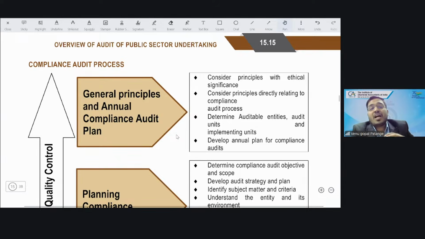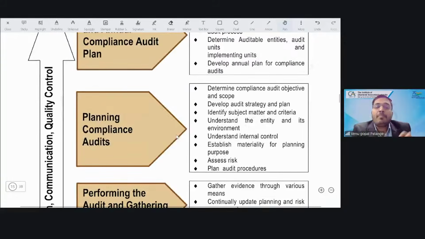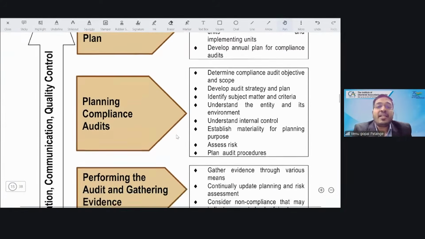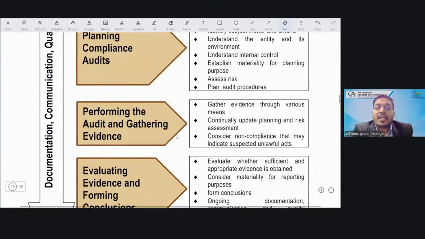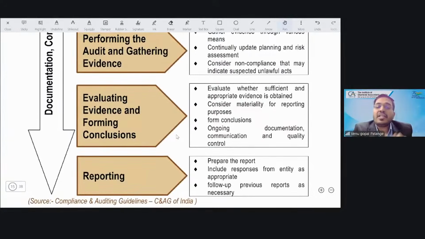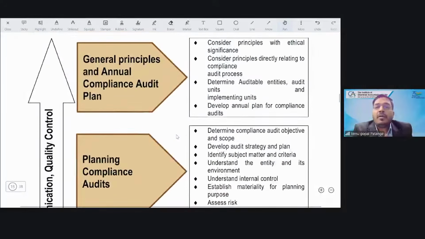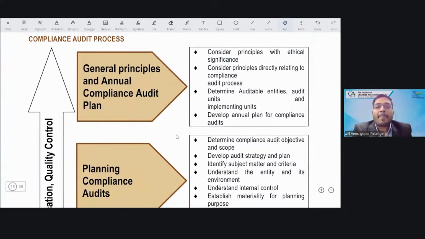What is covered in the annual compliance audit plan? What is covered in planning compliance audits? Understand that, and performing and collecting, evaluating the evidence, and reporting. Read for 2 minutes.